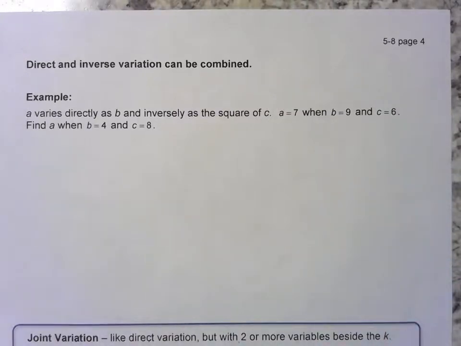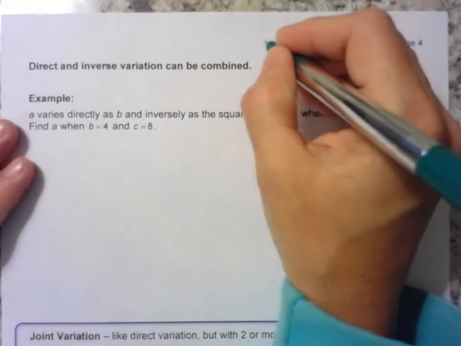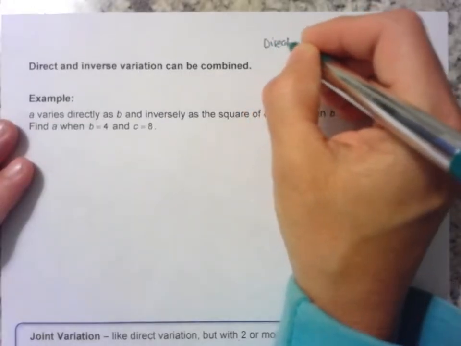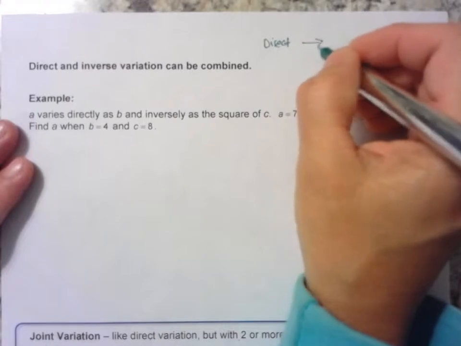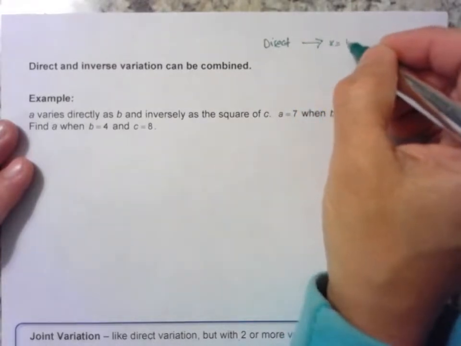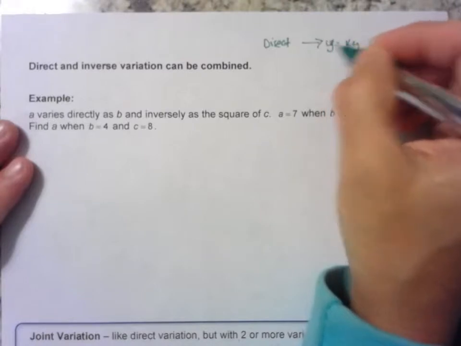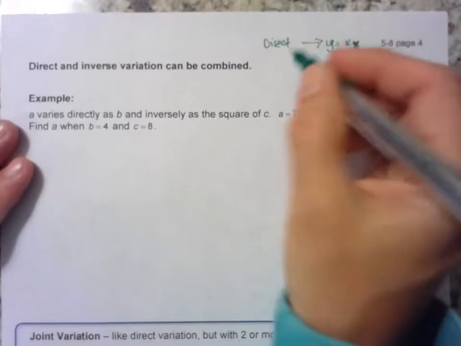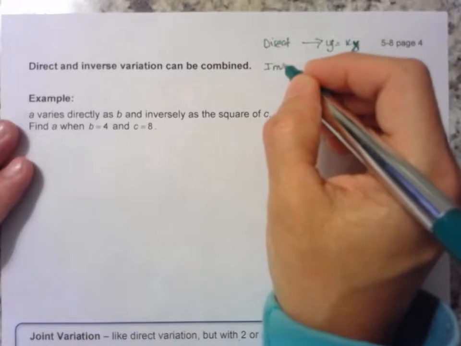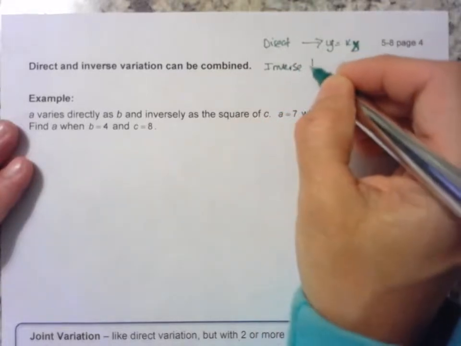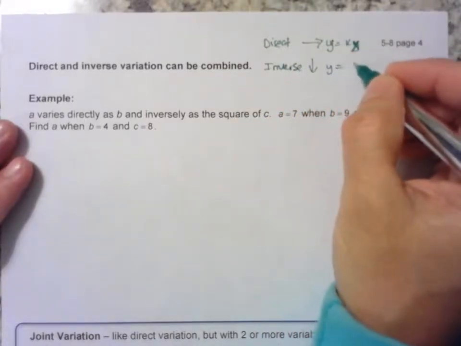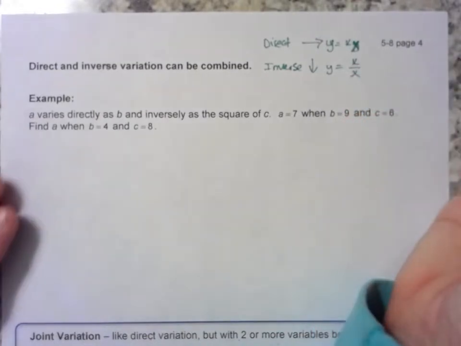Sometimes direct and inverse variation are combined in one problem. Just remember that for direct variation, you go straight across, so y equals kx. I did that backwards. And then for inverse, it goes down. So y is equal to k over x.